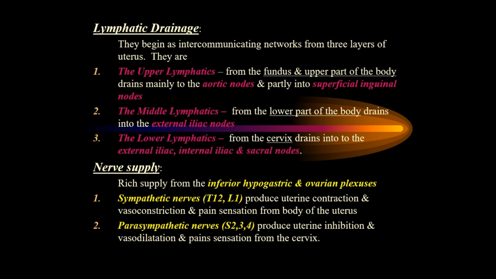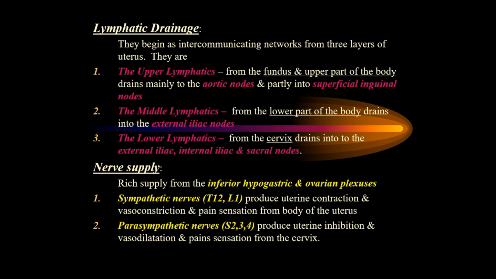So the uterus doesn't contract, and it helps in keeping the pregnancy intact. The second is vasodilatation, which helps in nourishing the fetus as well as the placenta and other things. And it carries pain sensation, especially from the cervical part, the cervix. This is from S2, S3 and S4.